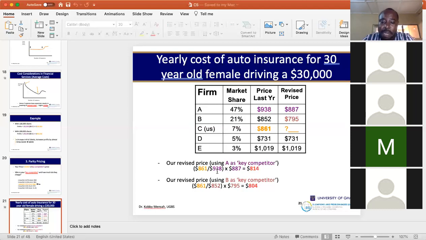So you could actually look at the possible companies that you can identify as key competitors. And then if you take B, for example, the same thing, if you realize that to parity price competitor B, the price will be 804. If you have to parity price competitor A, the price is 814. Then you decide which one you want to go for, that you will be able to attract customers from. Is that clear? What about the rest? Are you following? You have questions?